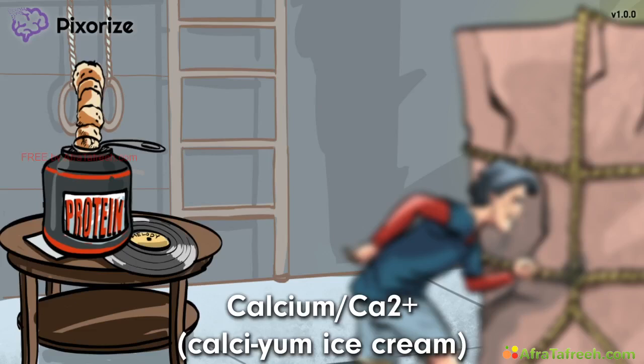Low calcium levels or hypocalcemia can result in muscle spasms known as tetany, as well as extremity numbness and tingling. High calcium levels can cause renal, GI, and mood disorders.